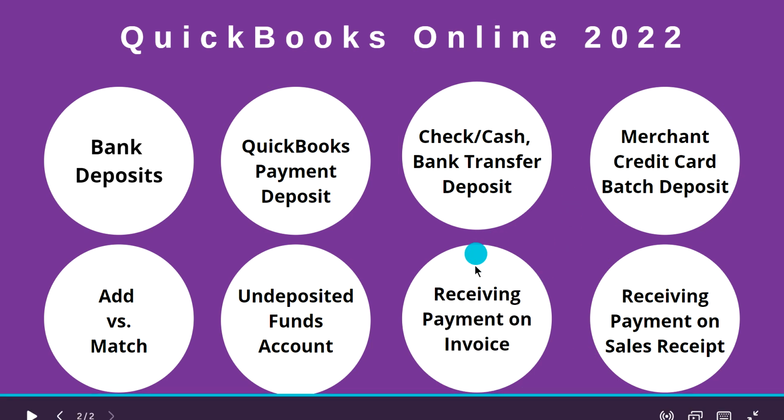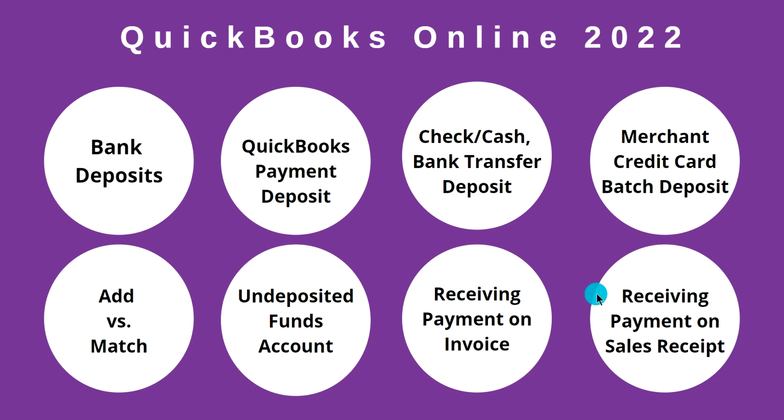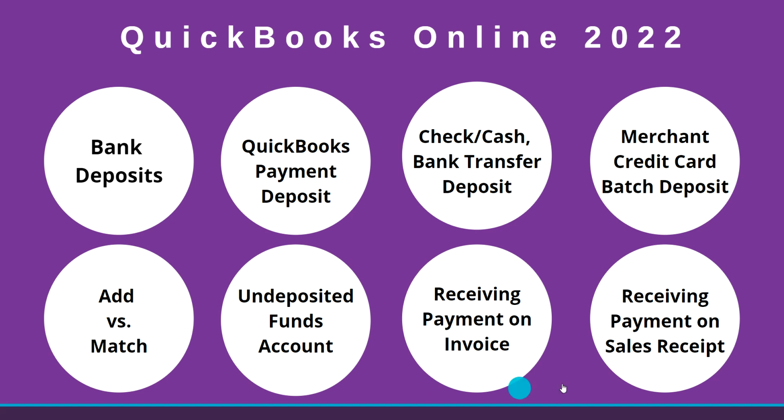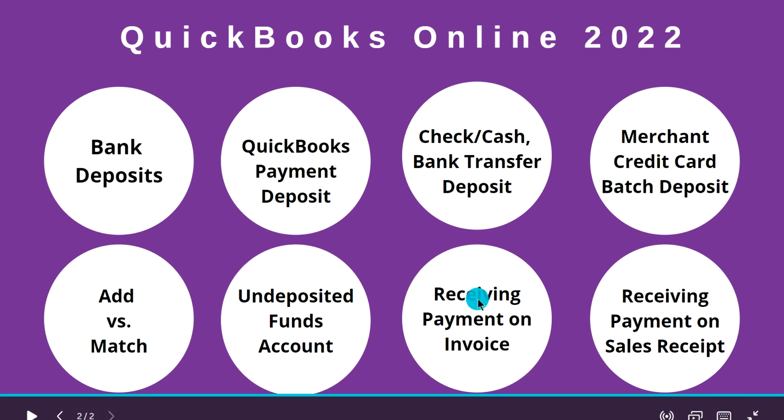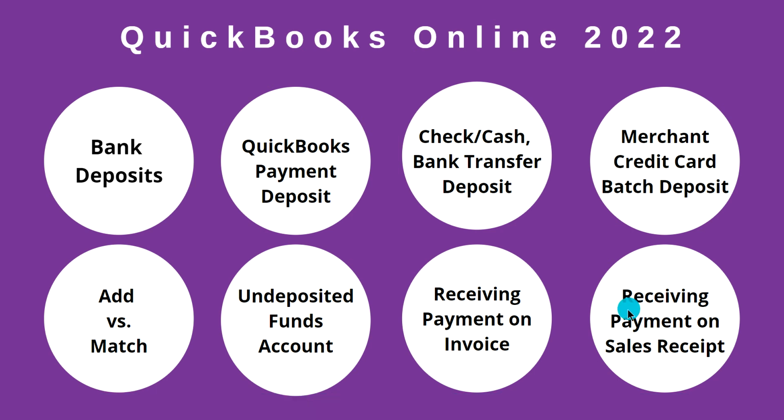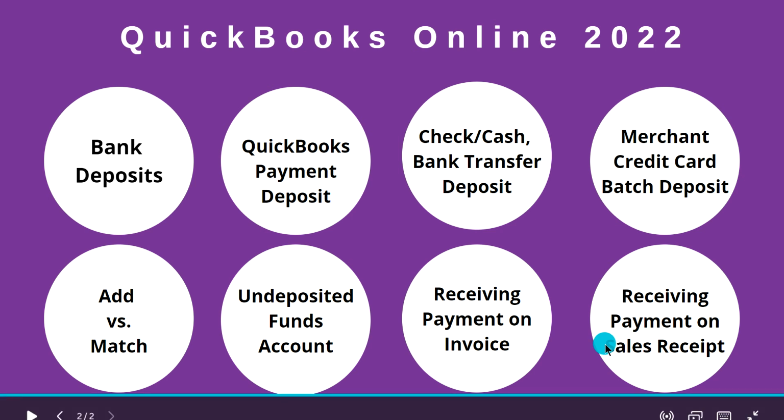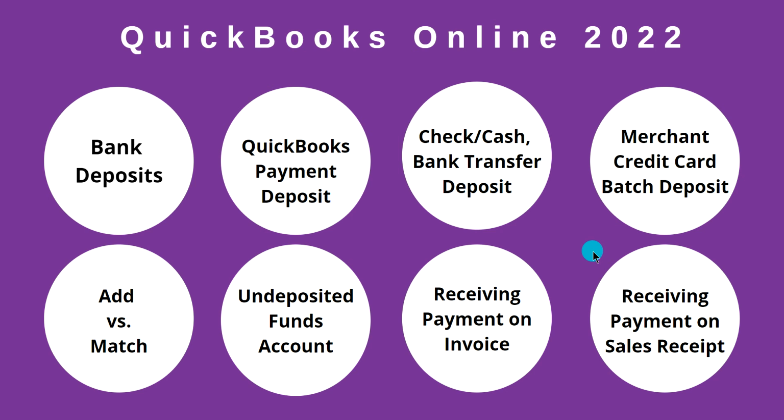So we'll go to receiving payment on invoices and receiving payment on sales receipts. Basically, once you receive the payment, then your AR should clear. The customer owes you no money. And on receiving payment on sales receipts, there is no AR. You create sales and receive money at the same time. Okay, so that's what we're going to cover. So I'm going to go to QuickBooks Online and review it.